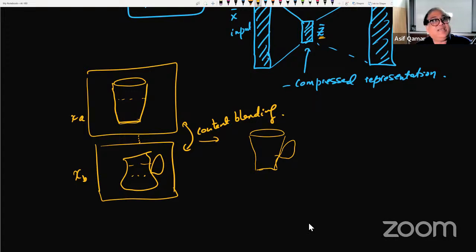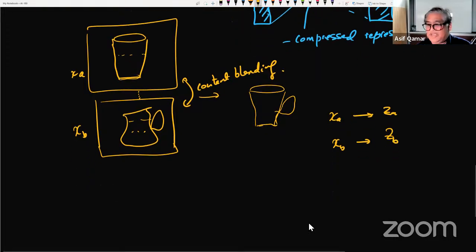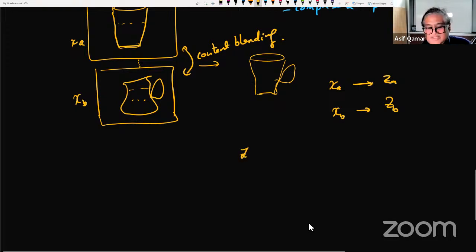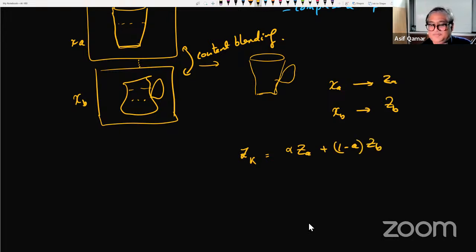One of the things we would like to have, a desirable property, is that if XA goes to ZA and XB goes to ZB, I should be able to create all the in-between stages. ZK is a little bit of ZA plus the rest of ZB. So for example, this could be 0.3 of ZA, and therefore this will be 0.7 of ZB, right?